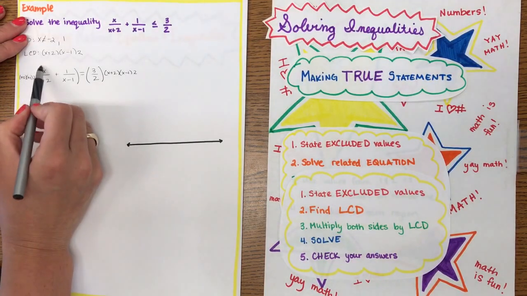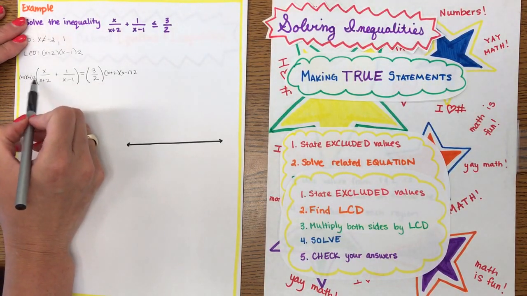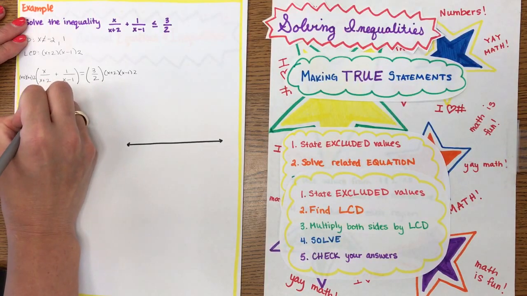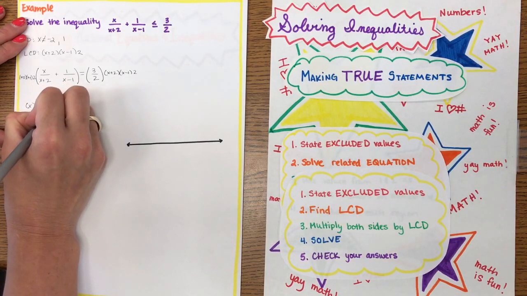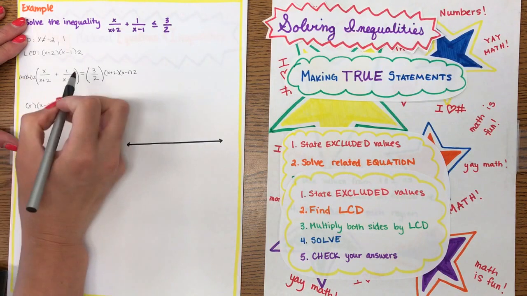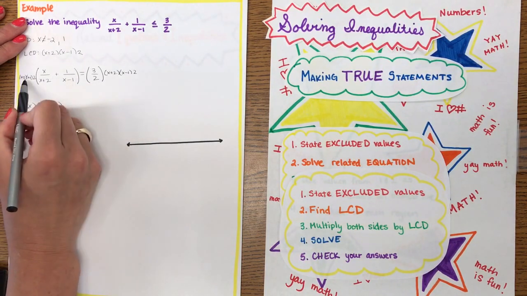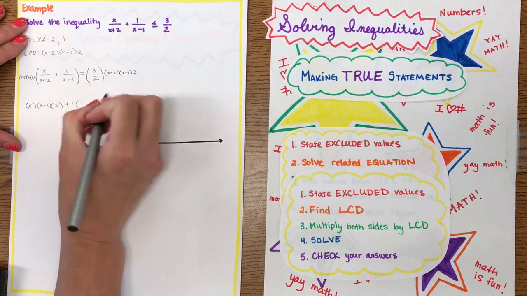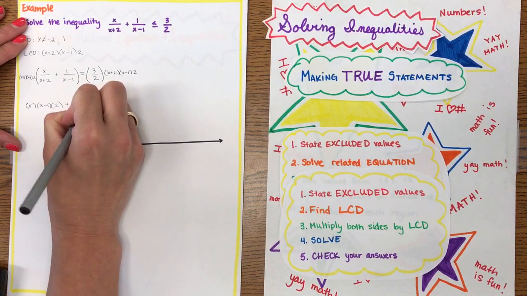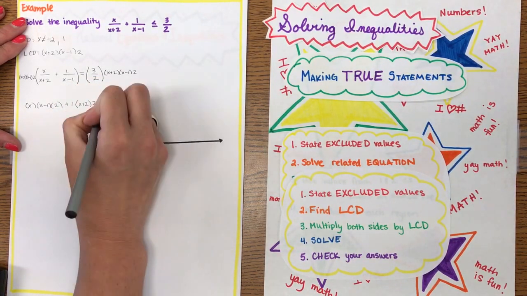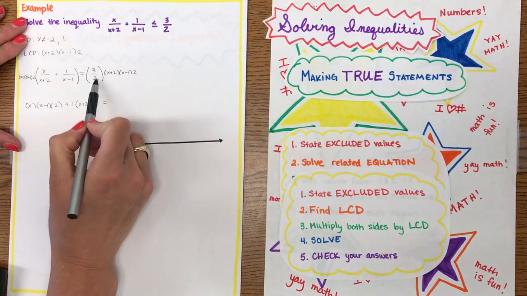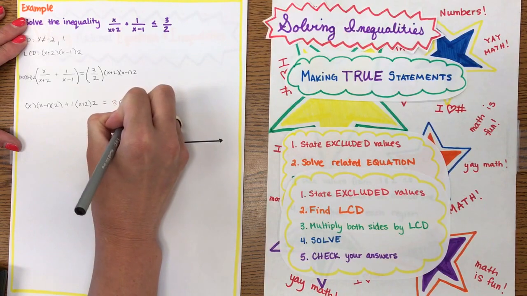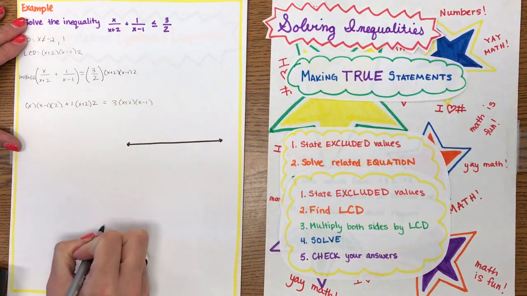When I multiply it by the first term, my x plus 2's will cancel, so I will get x times x minus 1 times 2. When I multiply it here, the x minus 1's will cancel, so I will just have plus 1 times x plus 2 times 2. And over here, the 2's will cancel, so this will be 3 times x plus 2 times x minus 1.